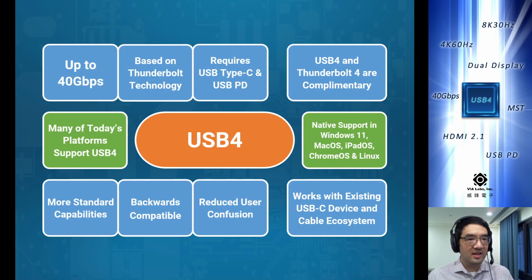So on this slide, we're talking about the characteristics of USB 4. On the surface level, USB 4's headline feature is that it increases data transfer rates to 40 gigabits per second. And that's certainly interesting, but it's definitely not the whole story.